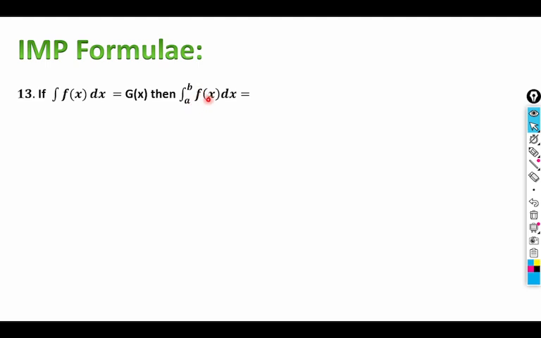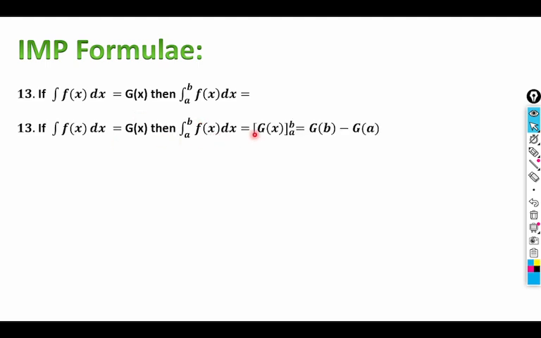And how do we evaluate a definite integral? Whenever the integral is from a to b of f(x) dx, and we know its integration is g of x, we just put the upper limit in that function g(x) minus the lower limit. So we say g of b minus g of a. This is the way we evaluate. Just remember: upper limit minus lower limit. When we evaluate the complete integral, we replace upper limit minus lower limit.